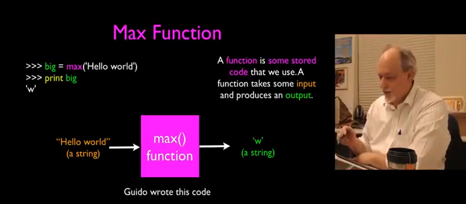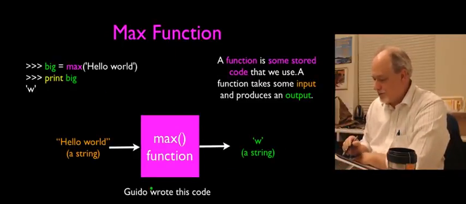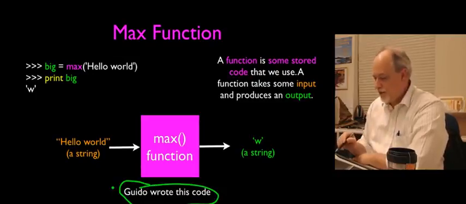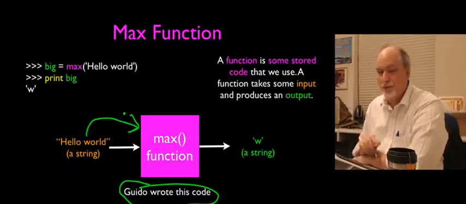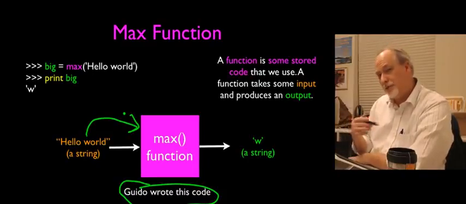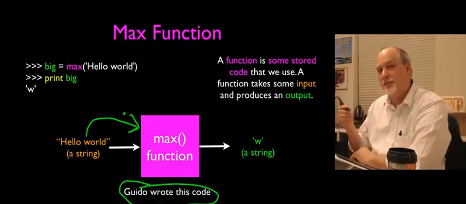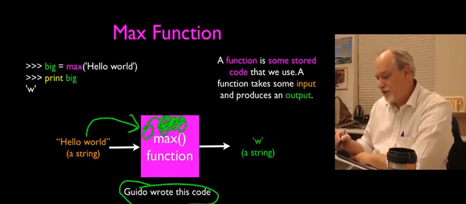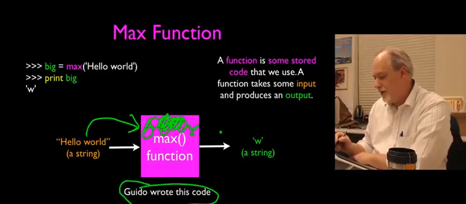Now if we look at this, there's some code somewhere. Somebody wrote some code. It's part of Python. You didn't write it. There's a max function somewhere, and you can think of a function as having some input. It's kind of like a program. That's why some languages call these things subprograms, because they have an input, they do some kind of useful work, whatever that useful work happens to be, and then they produce some kind of an output, right?